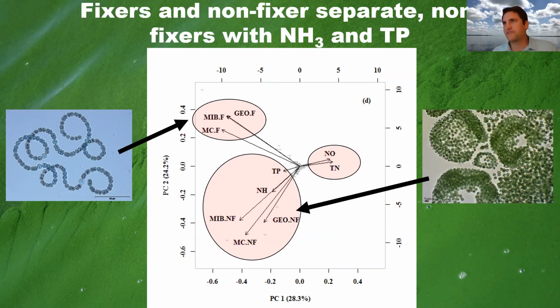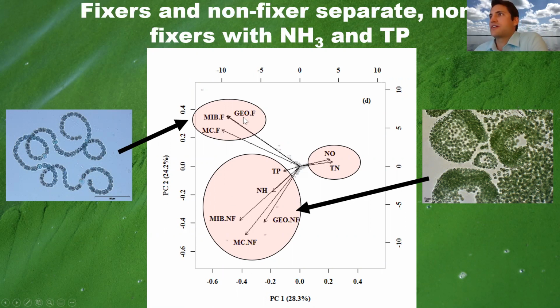There was a little bit of intermingling, but what we did is when it was dominated by fixers, we divided how much metabolite there was by the biovolume of fixers, these nitrogen fixers, right? And we did the same thing for taxa that could not fix nitrogen. This is a PCA plot, a principal components plot.